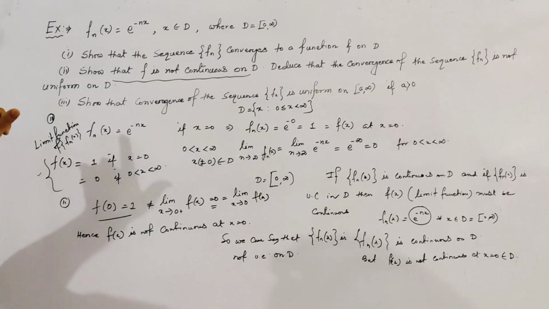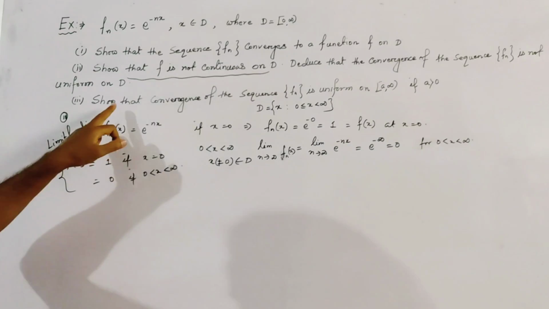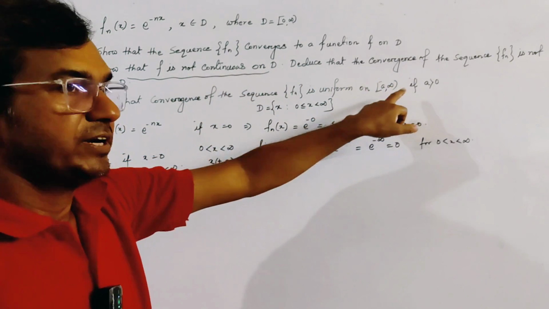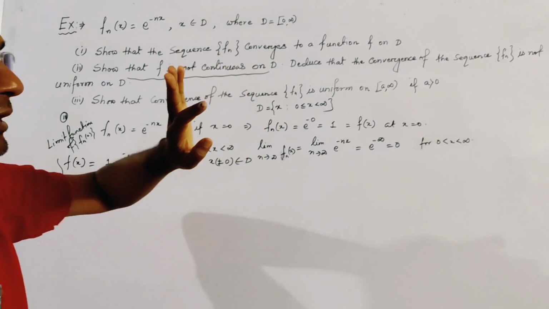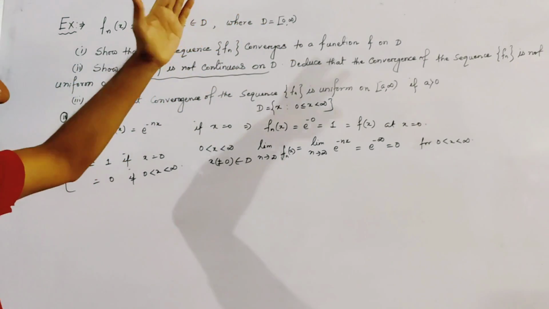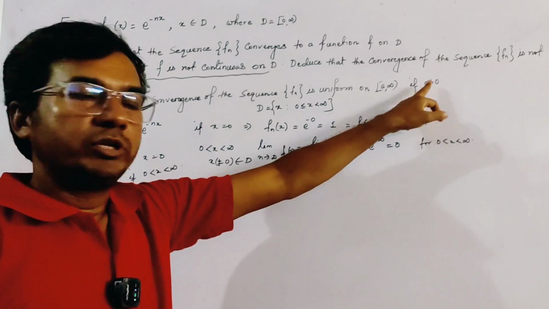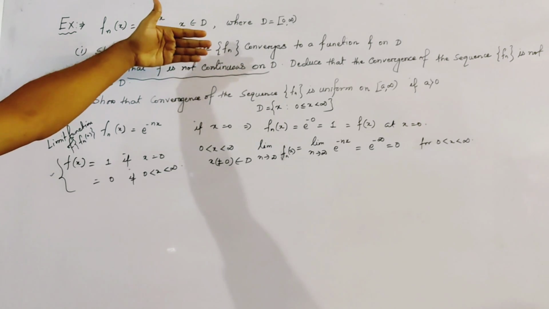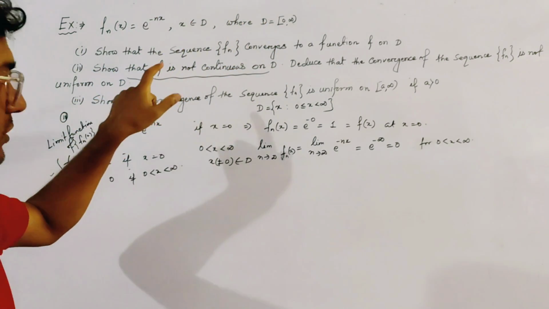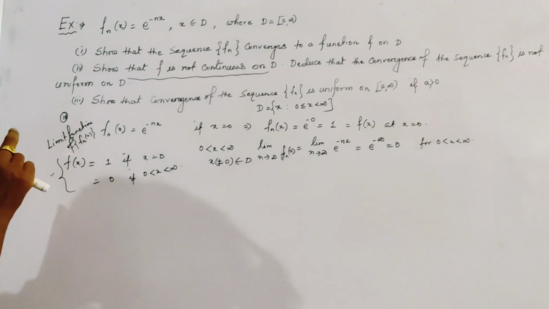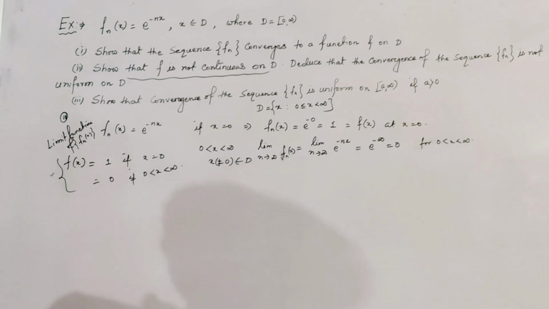Now we go to the third part of the problem. So that the convergence of the sequence f_n is uniform on a to infinity if a greater than 0. That is, if we exclude the point 0 and replace it by any other point a greater than 0, then the sequence of functions, which is not uniformly convergent on D, is uniformly convergent on (a, infinity), where a greater than 0. How can we solve this type of problem?